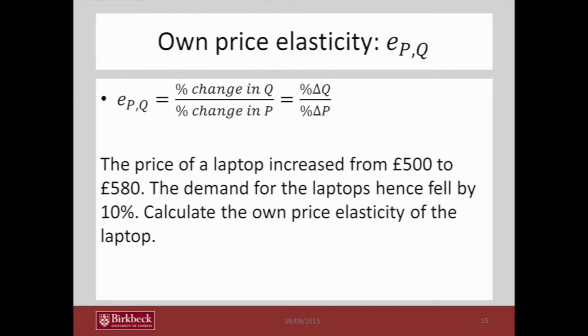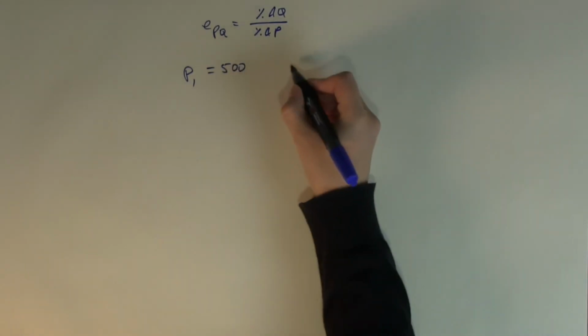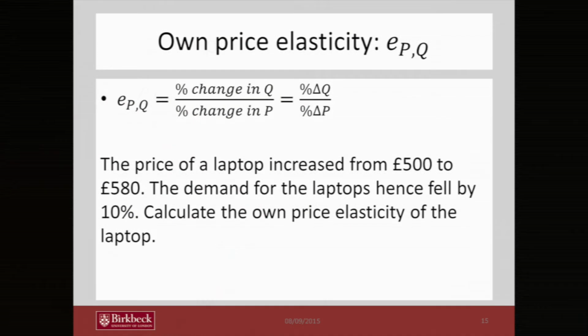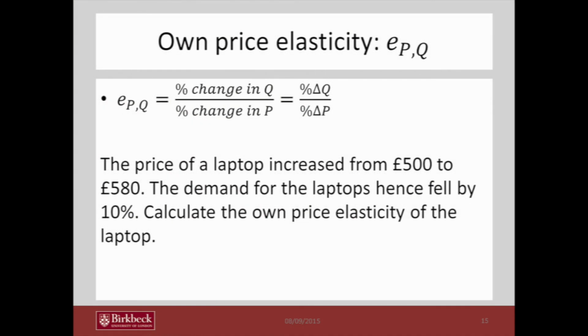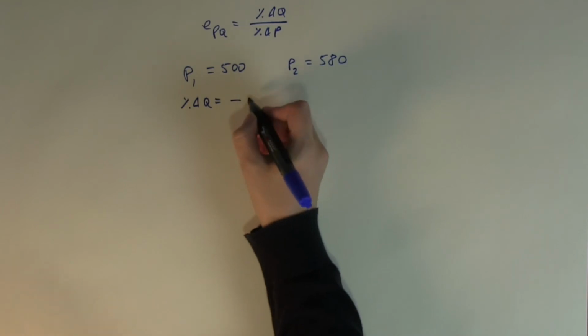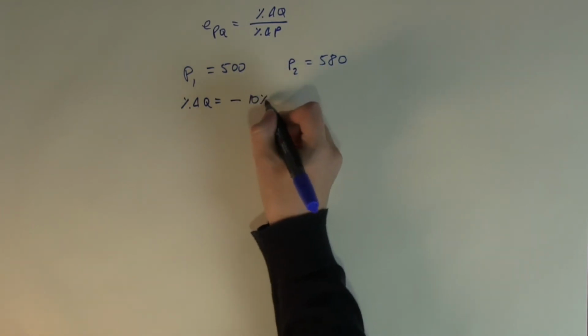So EPQ equals the percentage change in quantity divided by the percentage change in price. So the price of a laptop increased from 500 to 580. So the original price or starting price of the laptop was 500 and the final price became 580. Demand for laptops hence fell by 10%. So that is the percentage change in quantity fell, decreased, so that's negative, and 10% the exact amount.